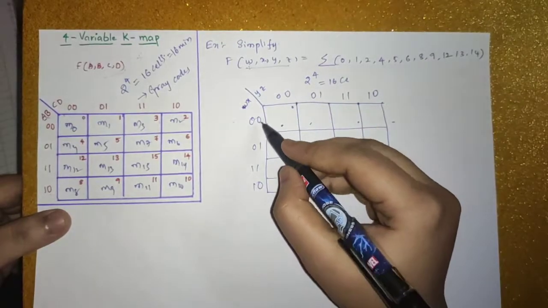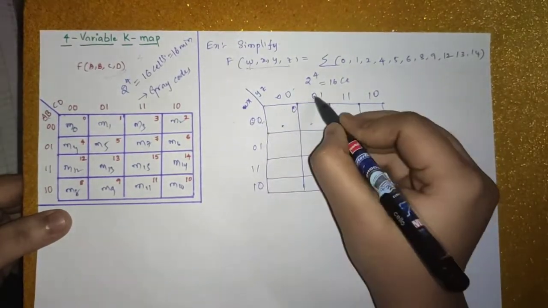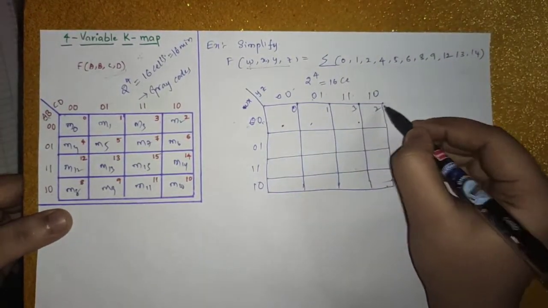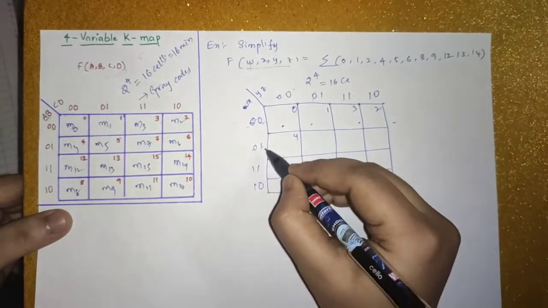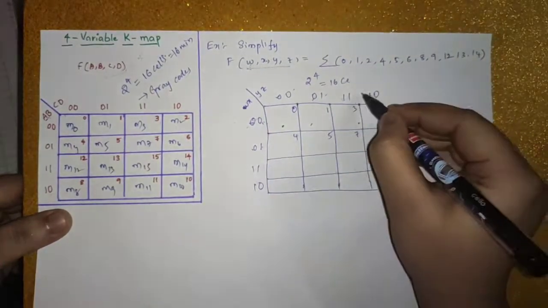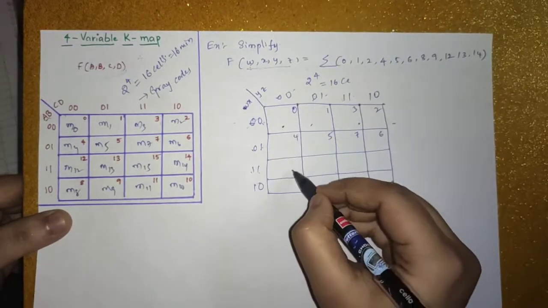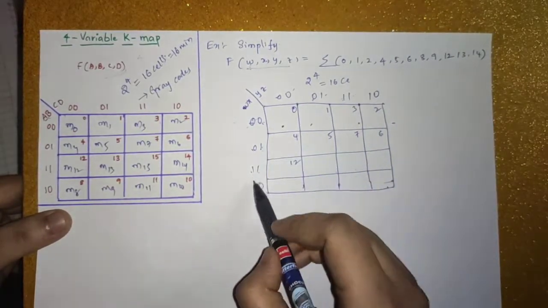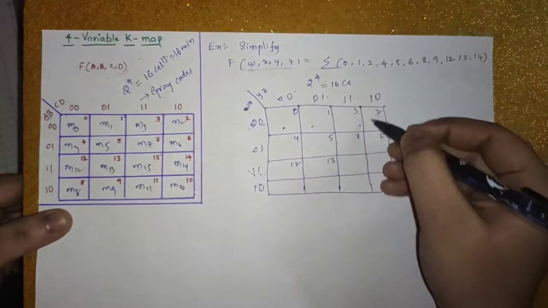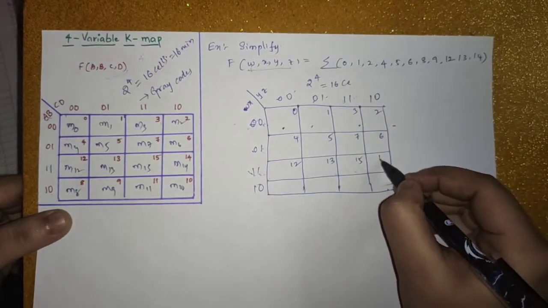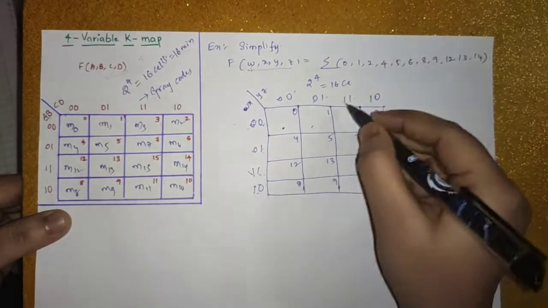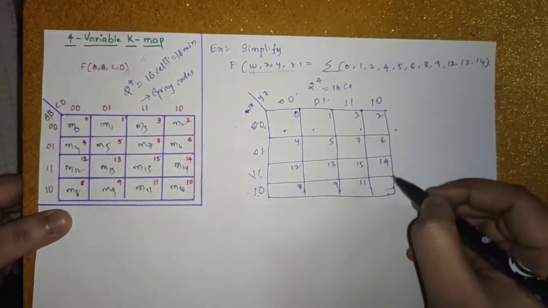Write the equivalent decimal numbers. 0000 is 0, 0001 is 1, 0011 is 3, 0010 is 2, and 0100 is 4, 0101 is 5, 0111 is 7, 0110 is 6, 1100 is 12 (8 plus 4), 1101 is 13, 1111 is 15, and 1110 is 14, 1000 is 8, 1001 is 9, 1011 is 11, 1010 is 10.